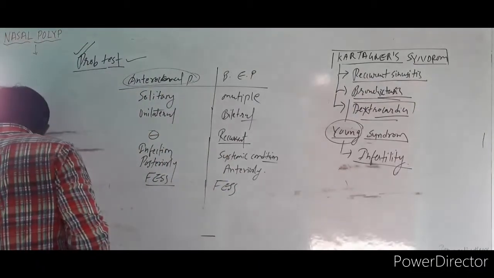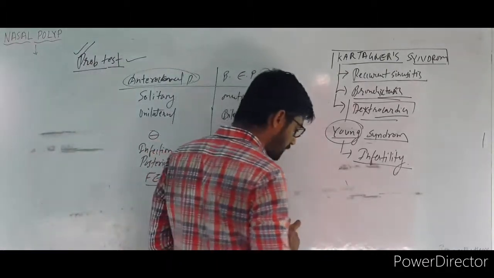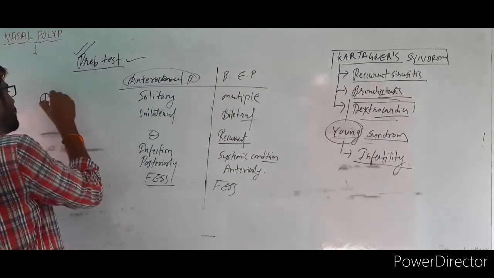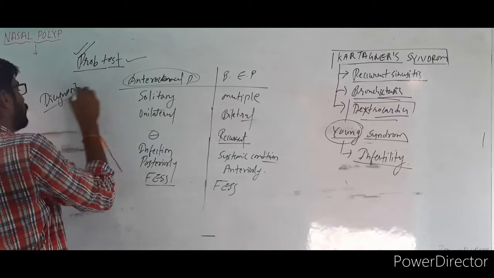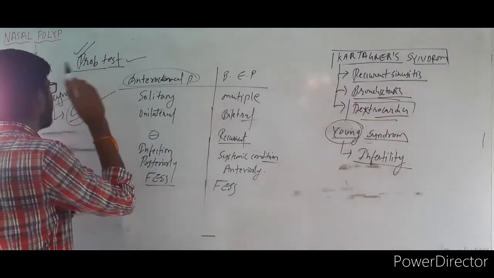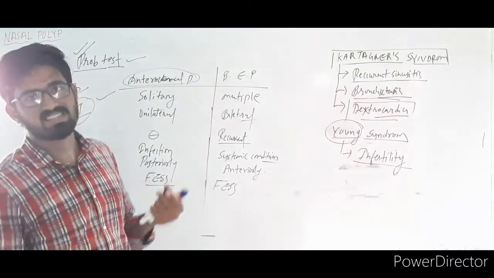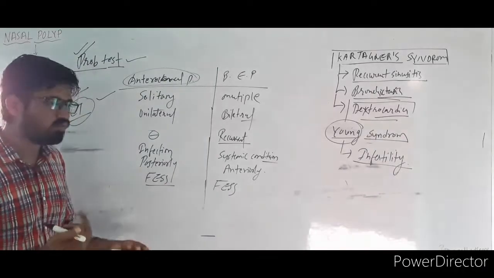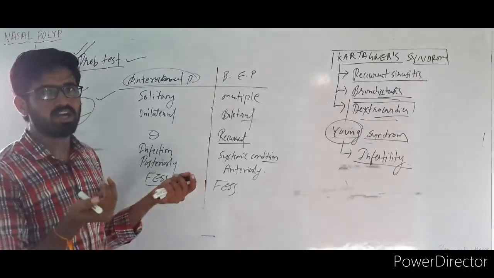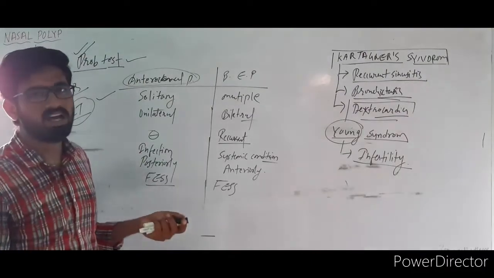So these are the differences. Now in nasal polyps, how will you make the diagnosis? You have to do CT of the paranasal sinuses. This will give you a clear diagnosis. And the treatment, I already told you, first of all you give medicines like antihistamines, mast cell stabilizers, and leukotriene antagonists. If it is not cured by that, then we have to do surgery.